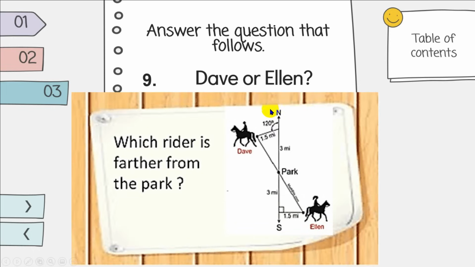Number 9. So, Dave or Ellen. Which rider is farther from the park. When we say farther, mas malayo. So, ang given dito ay 120 degrees, but this is the exterior angle. So, wala pa po yung adjacent interior angle na kailangan natin. So, may gagawin pa kayo bago malaman yon. Tama po ba? Then, we have this angle. Anong ibig sabihin yan? Sino kaya ang mas malayo sa park? Si Dave ba or si Ellen?